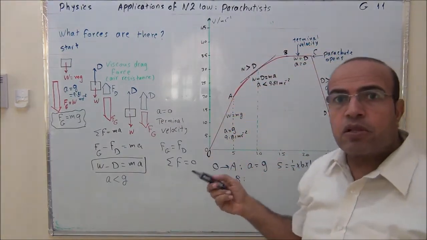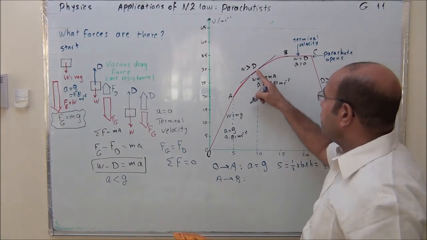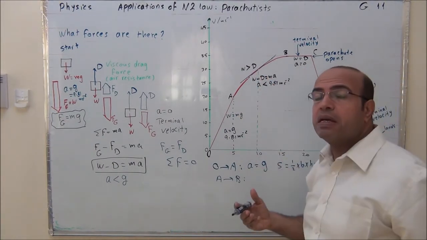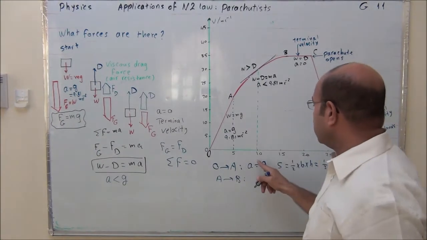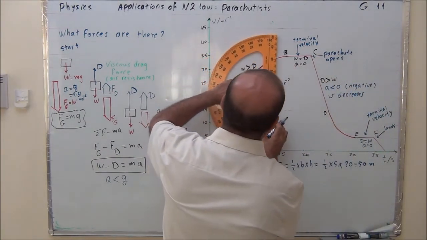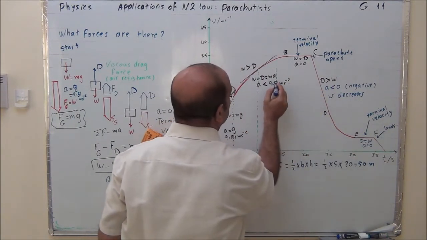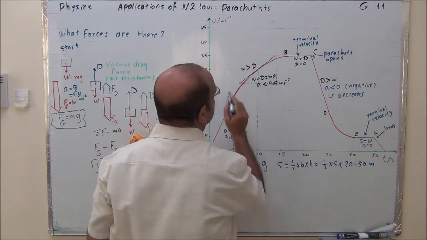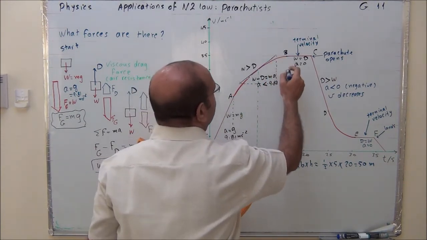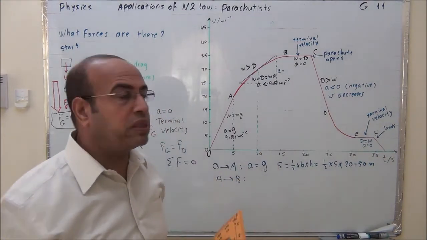We find the slope of that tangent, so the slope of the tangent at this point gives us the acceleration when the time is 10 seconds. So we complete this triangle. We can get the acceleration at this moment when the time equals 10 seconds.